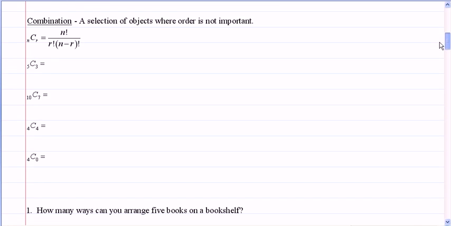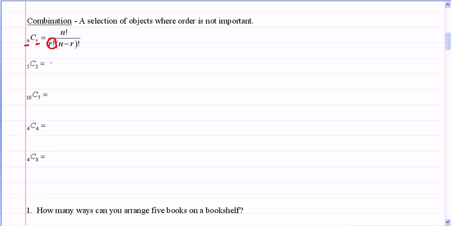The next formula I'd like to look at is a combination. And a combination is a selection of objects where order is not important. So the formula is read nCr. These two numbers, n and r, could be the same, but your r could never be greater than n. So the extra part to this formula is this r factorial.